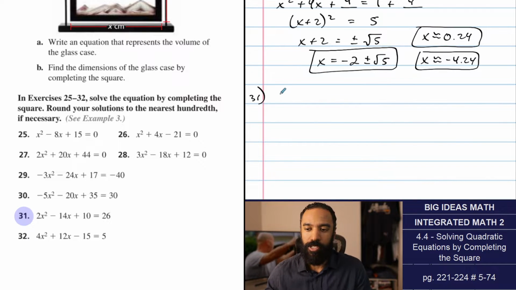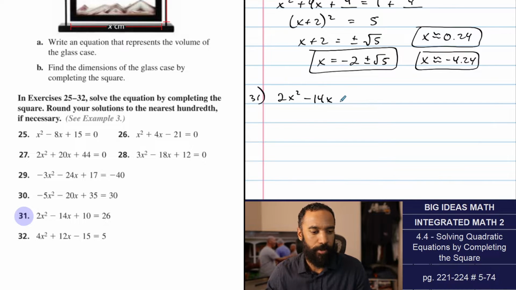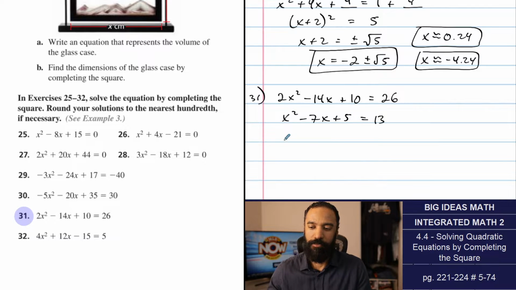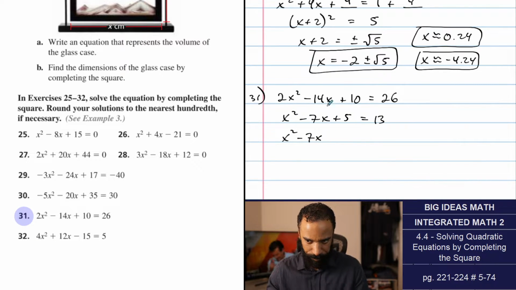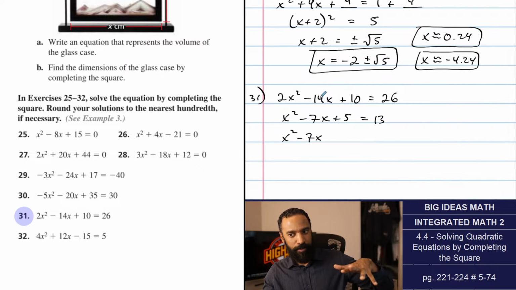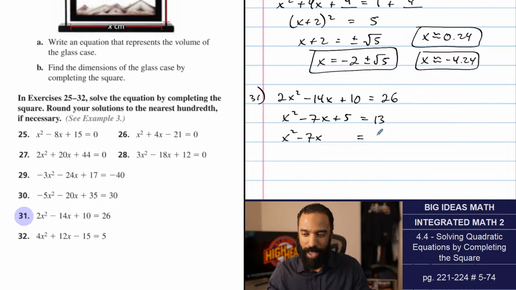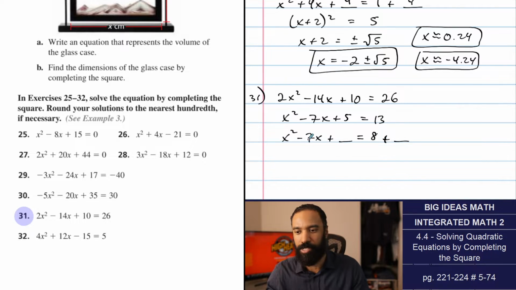2x squared, what? Same thing. All these are divisible by 2, so I can start that immediately. 2x squared plus 14x plus 10 equals 26. Let's divide all this by 2, and you get x squared minus 7x plus 5 equals 13. I'm going to subtract 5 from both sides. See, this 14 was even before, and then we find out it's actually not even ultimately, but I'm going to subtract 5 from both sides, and we do get 8, and we do need to find the number that completes the square here. This is going to be one of those fractions.